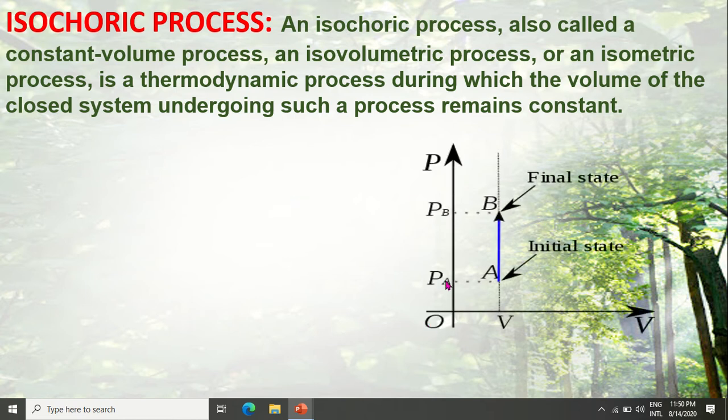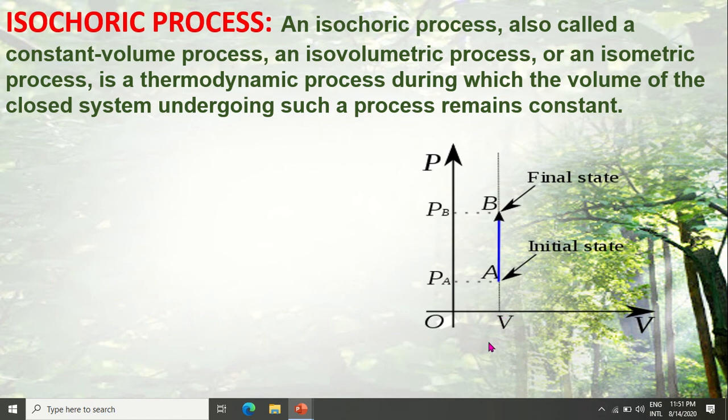Look here, the volume remains constant but pressure is changing. Look, at point A the pressure is PA, and at point B the pressure is PB. So by using this vertical line, we can understand that pressure is changing from A to B, but the volume remains constant, that is V.